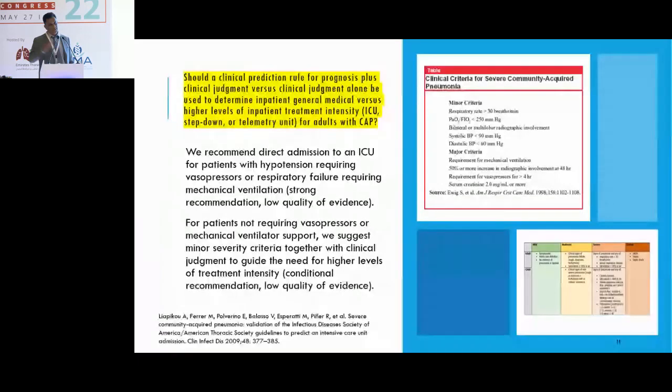So should clinical judgment alone be used? Actually, we recommend direct admission to ICU. It's basically a subjective decision of a physician, with his experience as well as the parameters in that particular place. So it has a strong recommendation, but the quality of evidence is again low. And for vasopressors or mechanical ventilatory support we suggest it because when COVID came, we had to treat these patients everywhere in the hospital, not only in the ICU. So it's basically a decision by the treating physician rather than applying the severity index for admission.